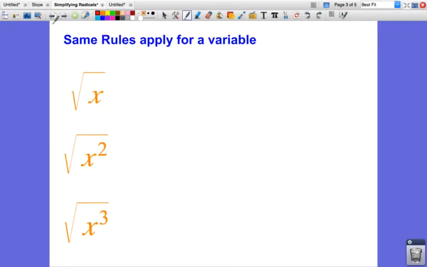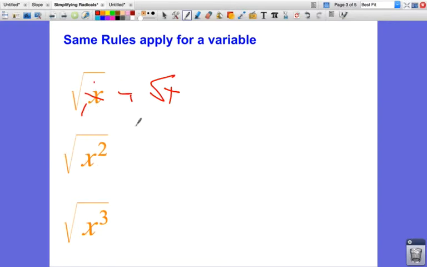So the same exact rules are going to apply for variables. It might look a little confusing at first for variables, but it's really no different. So if I were to look for the square root of x, that means what number times itself equals x? And I want to see, can I simplify this any further? And the answer is no. I cannot simplify this anymore, because I don't know what number times itself equals x, because I don't know what x is. So the square root of x is just equal to the square root of x, because I don't know what factors x has.